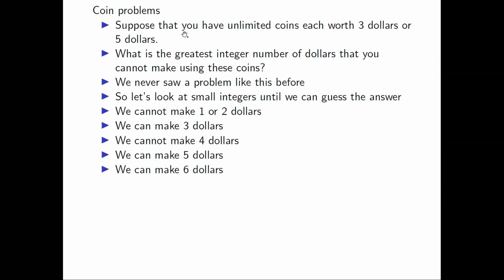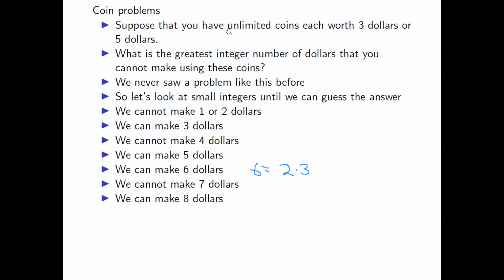$6, that one we can make. So $6, 6 equals 2 times 3. So 2 $3 coins, we get $6. So that's fine. $7, that one, we can think about that a little. We see, we can't make that. You can look at all the combinations, we can't make 7 with $3 and $5 coins. $8, we can totally make $8. So we can see 8 equals 3 plus 5. So we take a $3 coin and a $5 coin, we get $8.